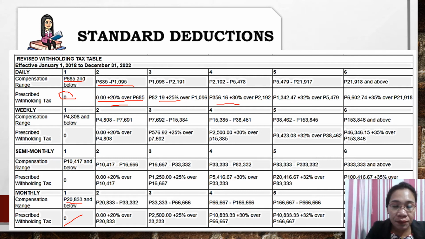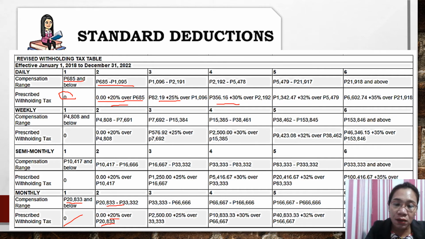Pero, pag yung sahod mo ay 20,833 to 33,332, meron ka ng 20% tax sa sobra ng 20,833. The difference, yun ang tinatax ng 20%.